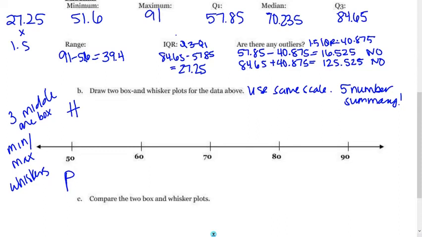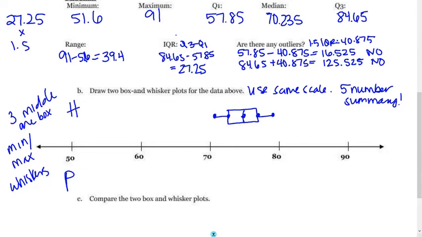For Honolulu, my minimum was like 71.8, so I'm just estimating. Remember, we don't draw exactly on the line. My maximum was 79.3. And then my Q1 was 72.8. My median was 75 point something, and my Q3 was 78 point something. And then these 3 middle ones make your box, and the outside 2 make your whiskers.